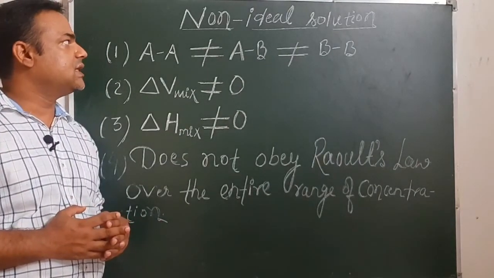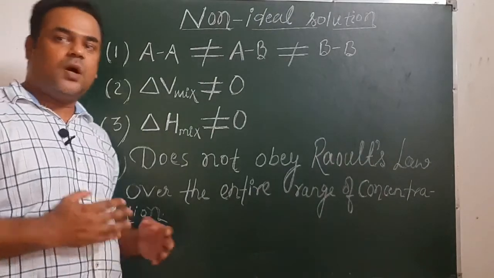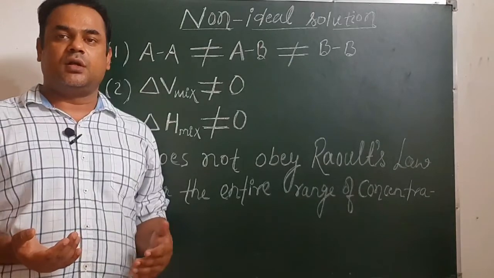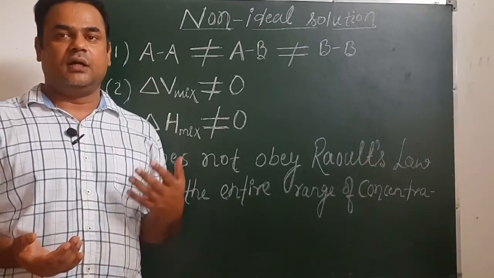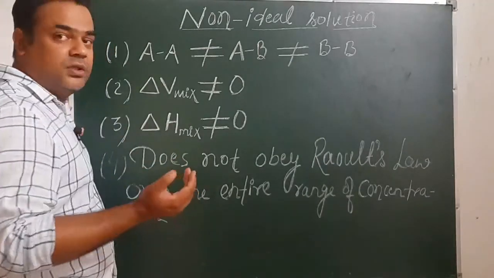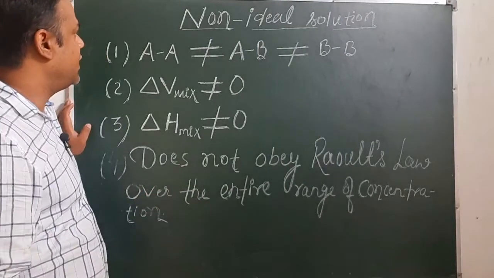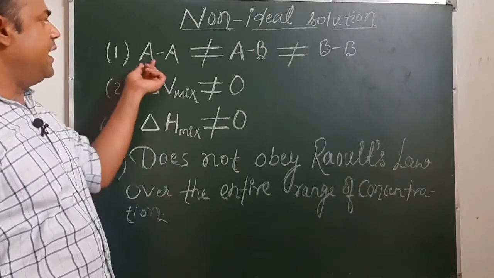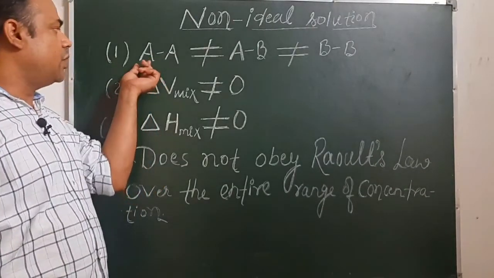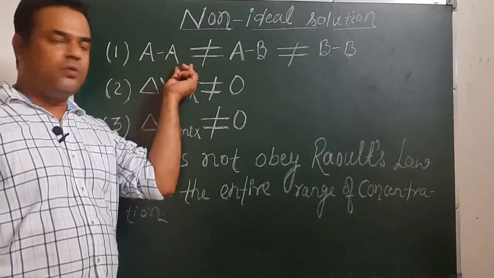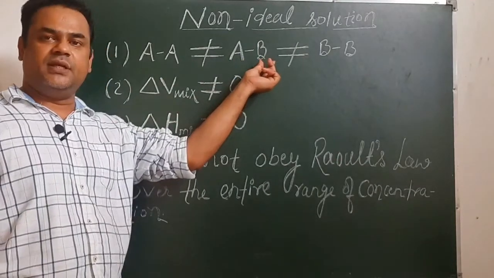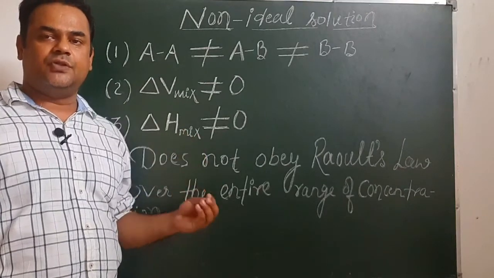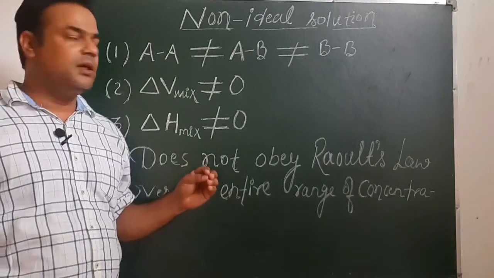Today we are going to discuss non-ideal solutions. Non-ideal solutions are those which do not follow the rules that we discussed in the case of ideal solutions. In a non-ideal solution, A represents the solute, and solute-solute interaction should not be equal to solute-solvent interaction. B is indicating the solvent. We have solute A and we have dissolved it in solvent B.